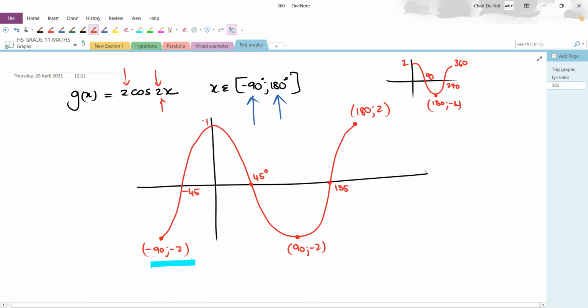Then I have 0 and 2. So there's a mistake there. It was 2. And I scroll down. I got 45 and 0, 90 and -2, 135 and 0, and 180 and 2. So there's all my coordinates on the graph.